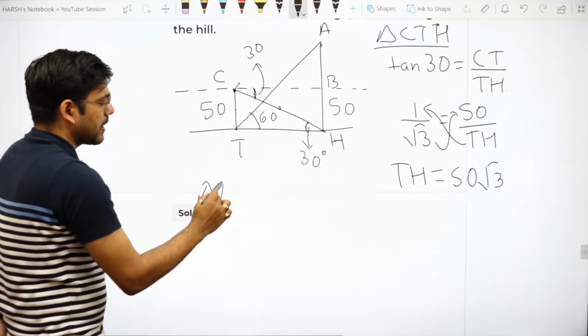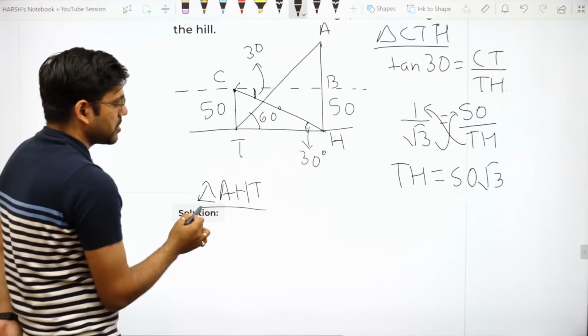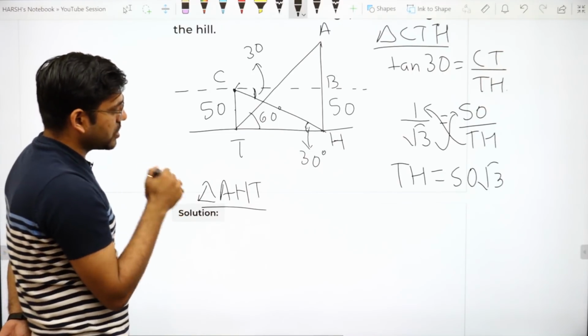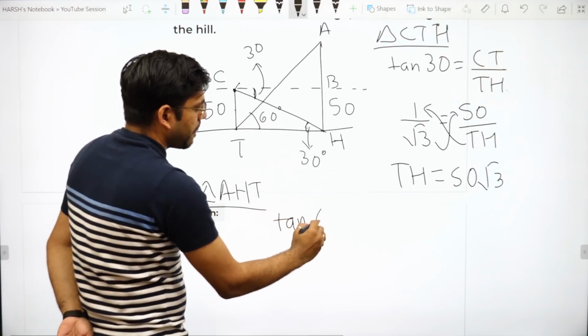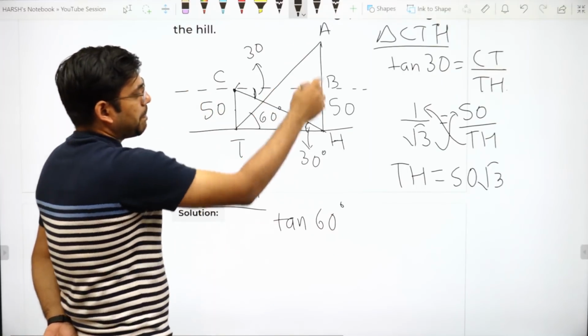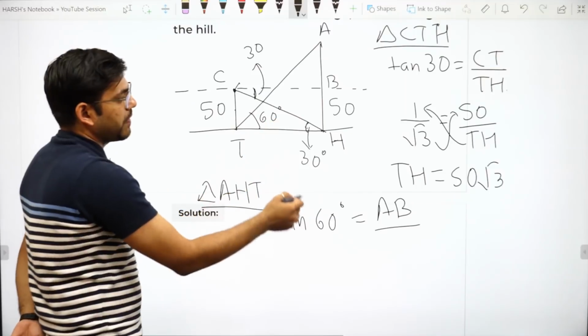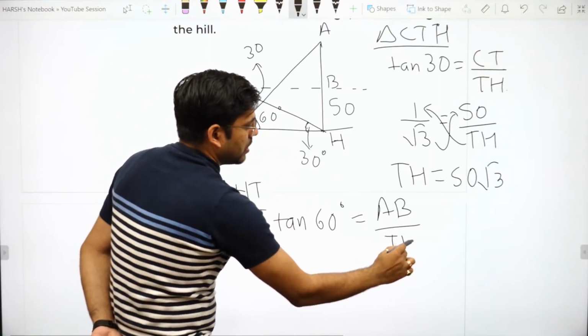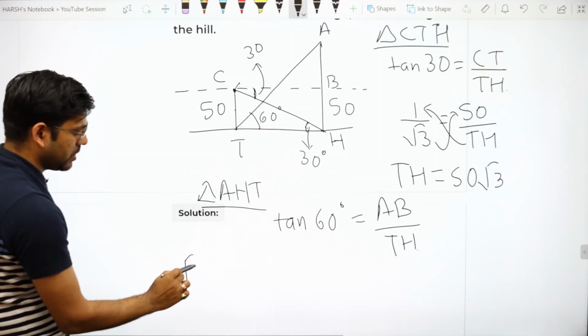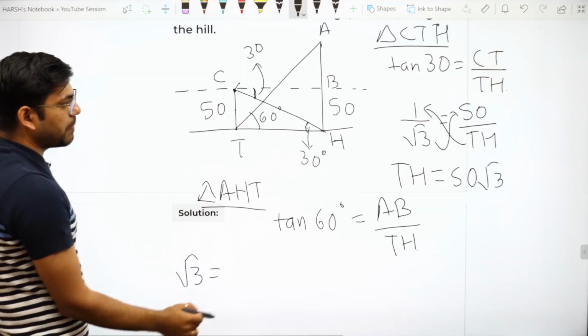I'm writing here triangle AHT. In triangle AHT, this is tan 60 degrees, which is perpendicular divided by base. Base is TH. Now using the values, tan 60, root 3, is equal to AB.